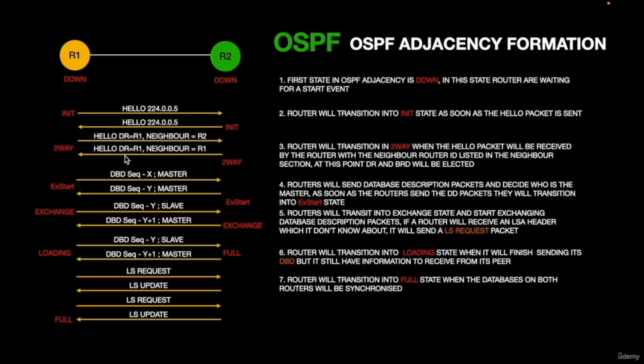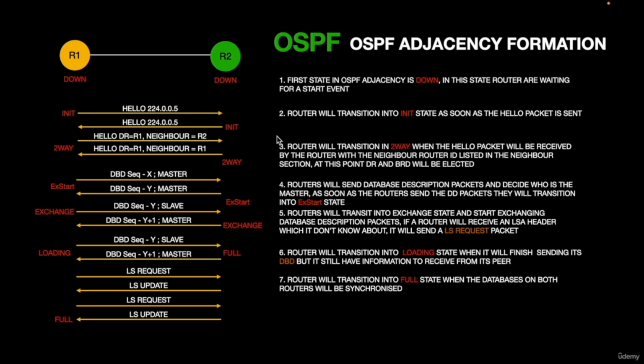A router will transit into two-way when it receives a hello packet with its own router ID listed in the neighbor section. And at this point, the designated router and backup designated router will be elected.